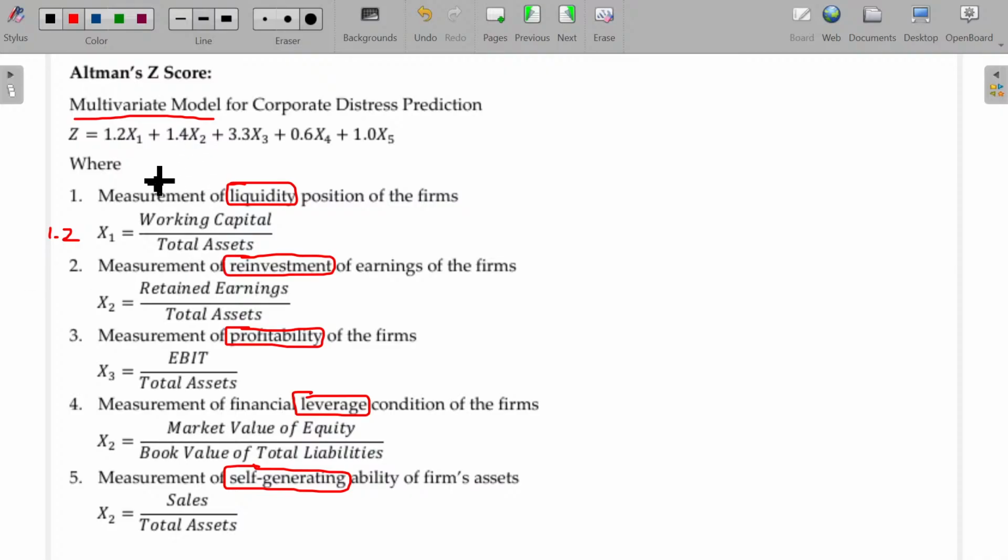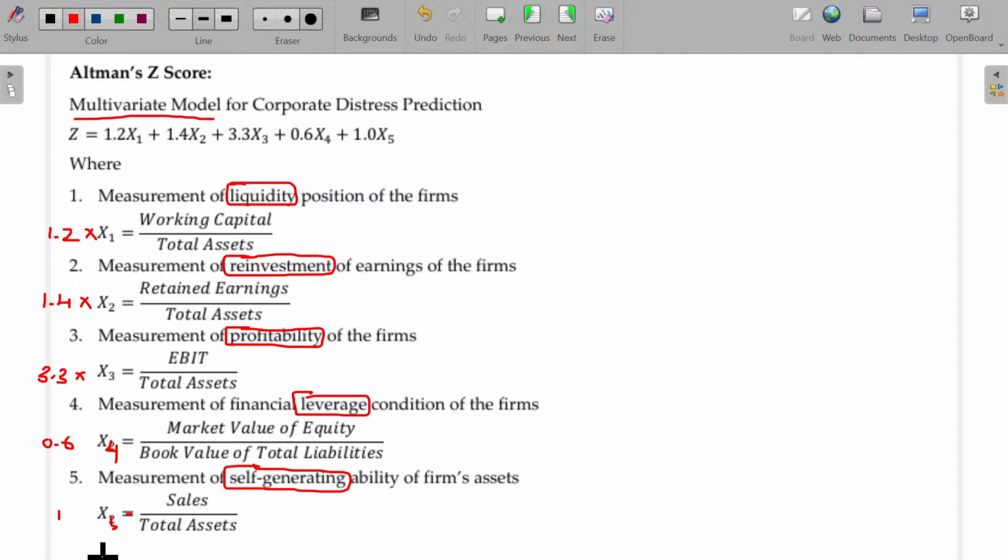And in case of reinvestment, 1.4 times weightage. In case of profitability, 3.3 will be the weightage. You have to find out the value for x1, x2, x3, x4, and x5. Is that clear? Now, for the leverage, the weightage is 0.6. For the self-generating ability of their investment, one weightage will be given. Is that clear?